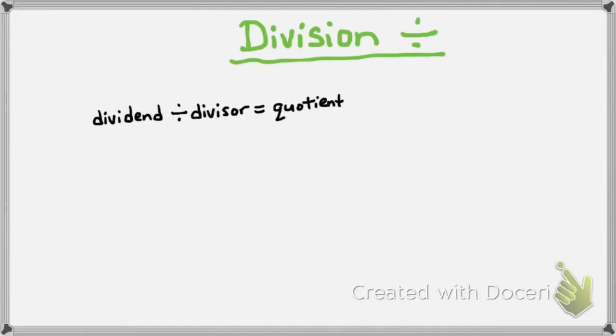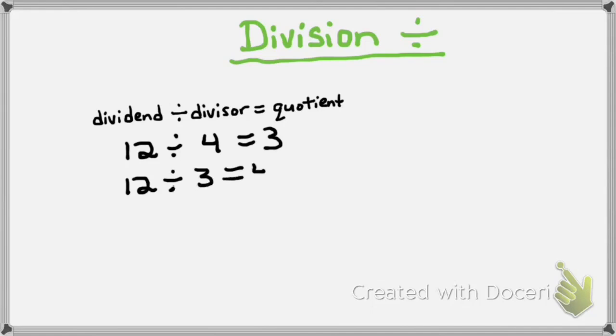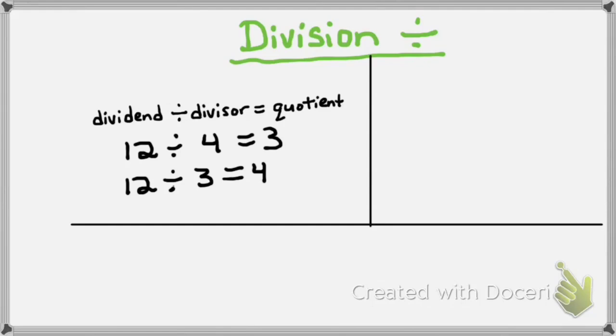Dividend divided by divisor equals quotient. And if I had those same numbers, 4, 3, and 12, dividend most likely is going to be my largest number, at least at the first part of 5th grade, it will always be my largest number. So it would be 12 divided by 4 equals 3. Or I could say 12 divided by 3 equals 4. Notice my largest number is always going to be my dividend, and the dividend is the number I write first.